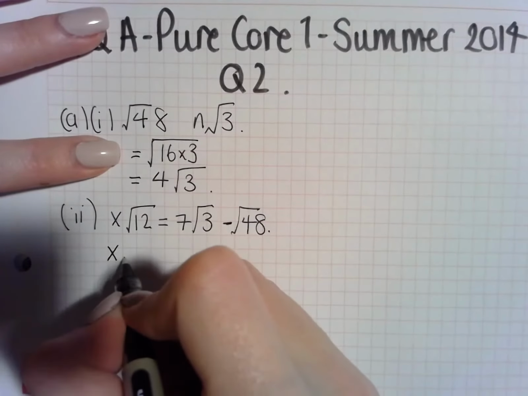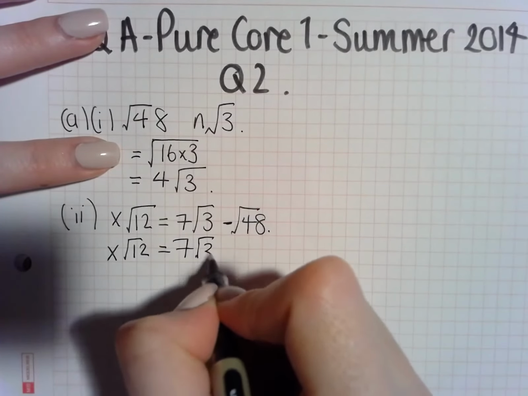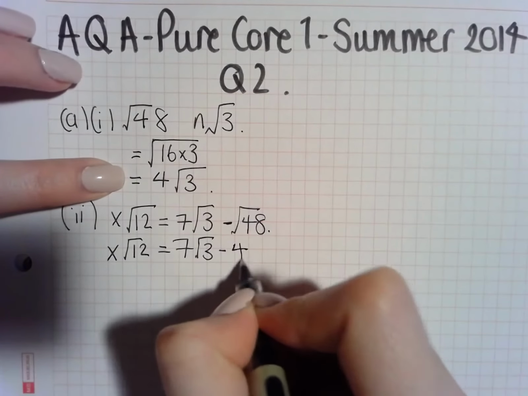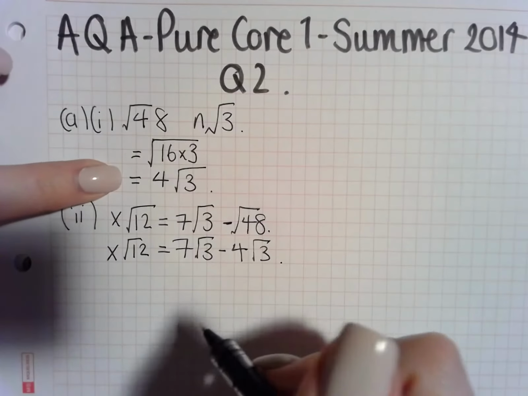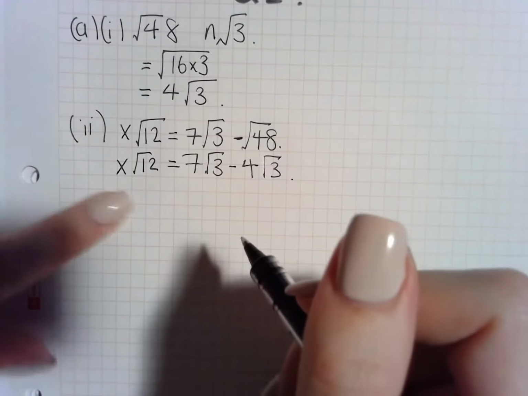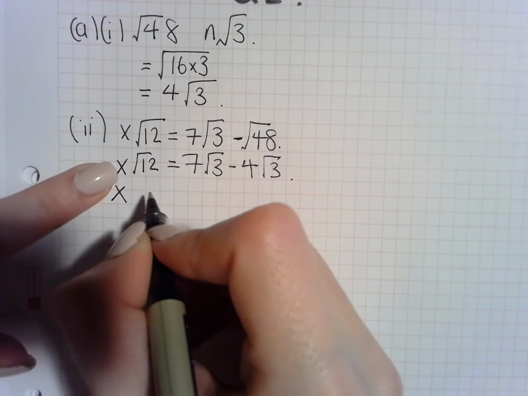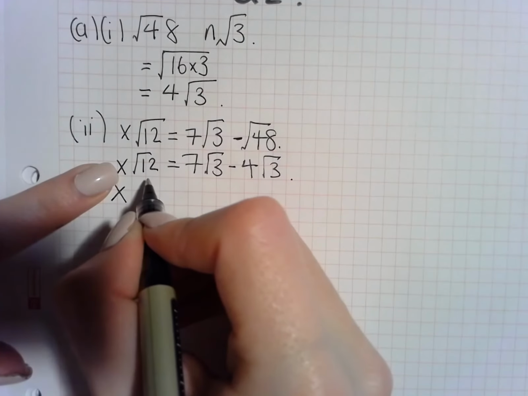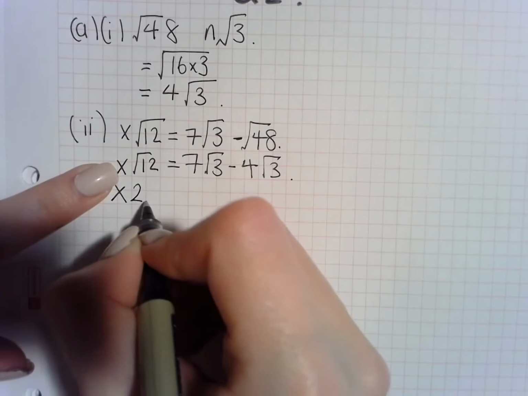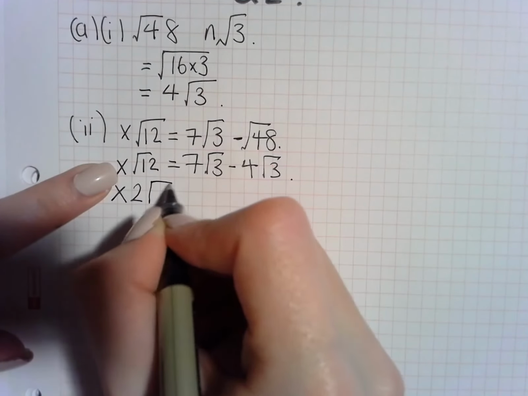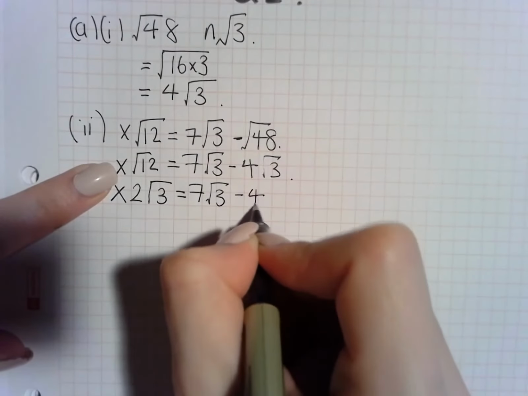So if we just plug that straight in, rather than root 48, we write it as 4 root 3. And now we've got 2 root 3's here, so it's kind of a common theme. So let's make this root 12 into a root 3, because 4 times 3 is 12, and 4 is a square number. So we can take 2 out, because it's square root 4, root 3. I hope you can see how I just did that. Equals 7 root 3 minus 4 root 3.